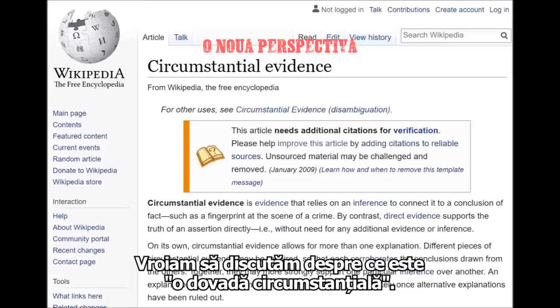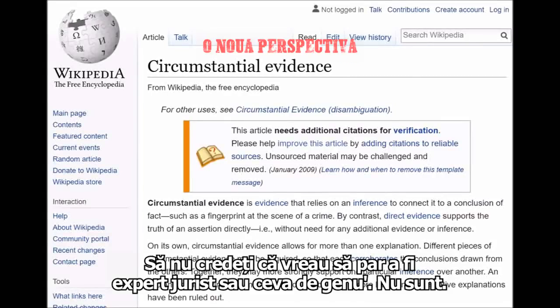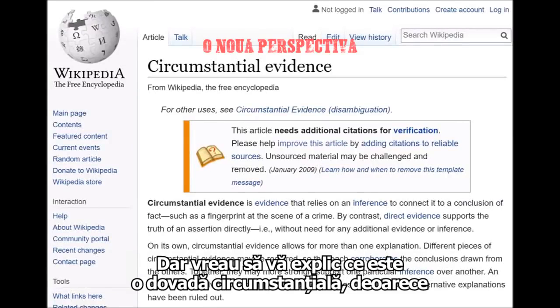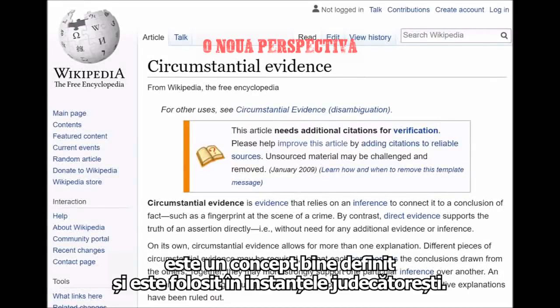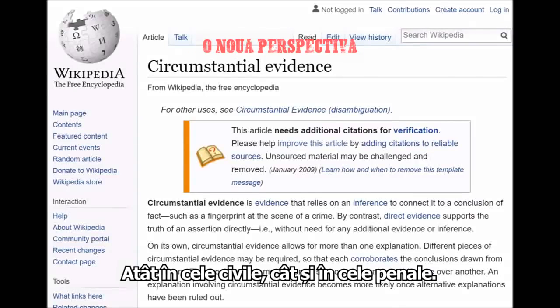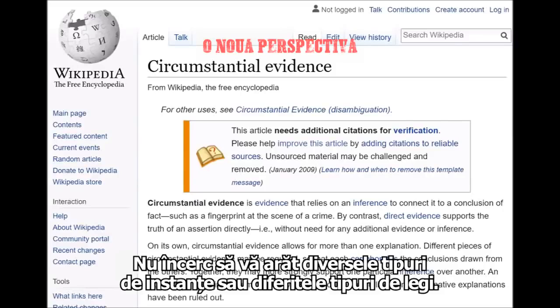And that is the definition for circumstantial evidence. Now, I'm not trying to come off as some type of legal expert. I'm not. But I just wanted to drop this idea of circumstantial evidence because it's already a defined concept and it's used in courts, both civil courts and criminal courts.